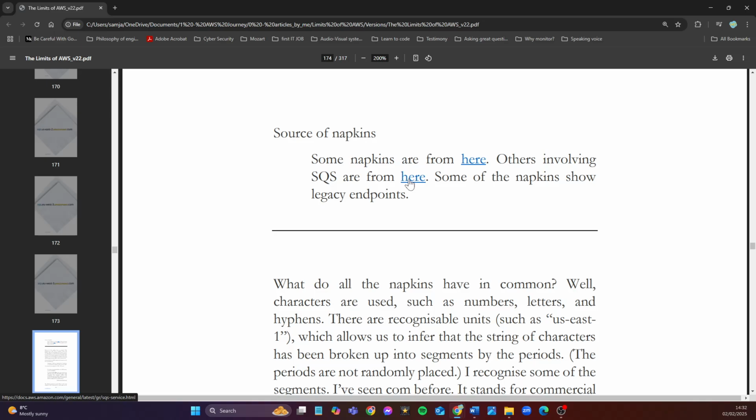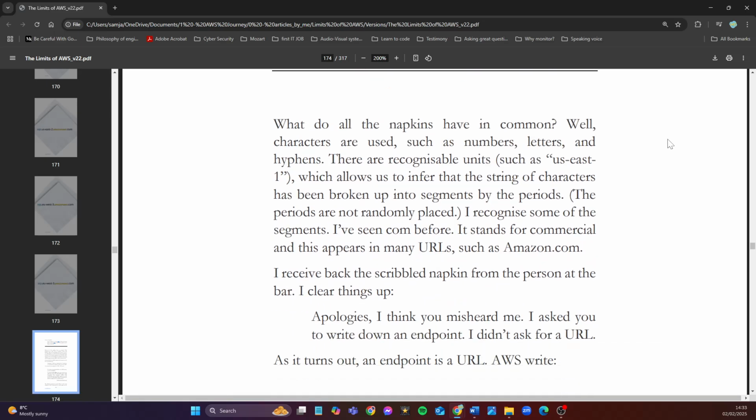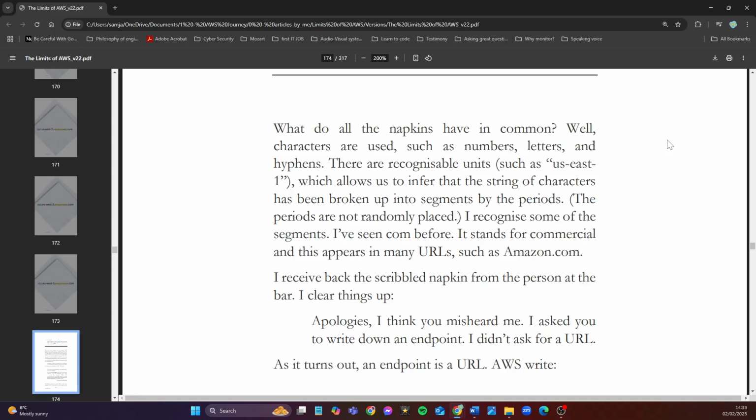You can see in the bottom left corner of my screen the URL and another URL here from the RDS user guide. Some of the napkins show legacy endpoints. What do all the napkins have in common? Well, characters are used, such as numbers, letters, and hyphens, or dashes. There are recognizable units, such as US East 1, which allows us to infer that the string of characters has been broken up into segments by the periods. I mean, the periods are not randomly placed, are they?